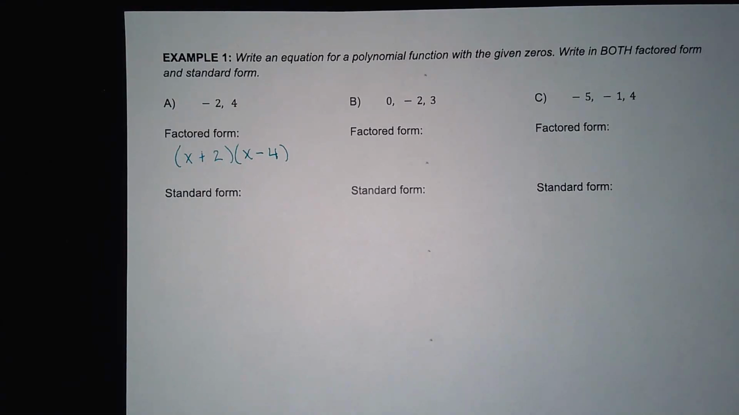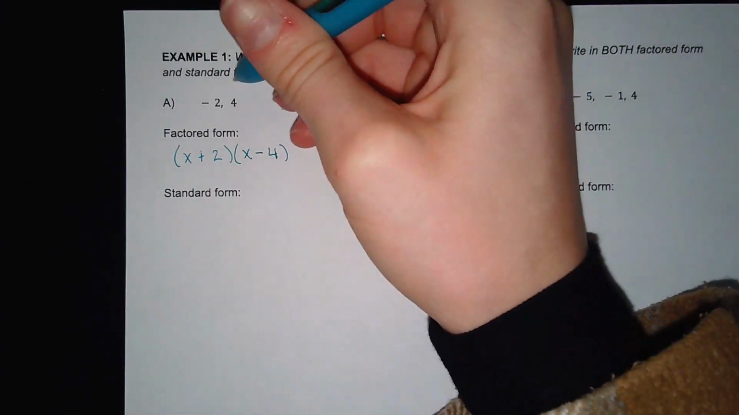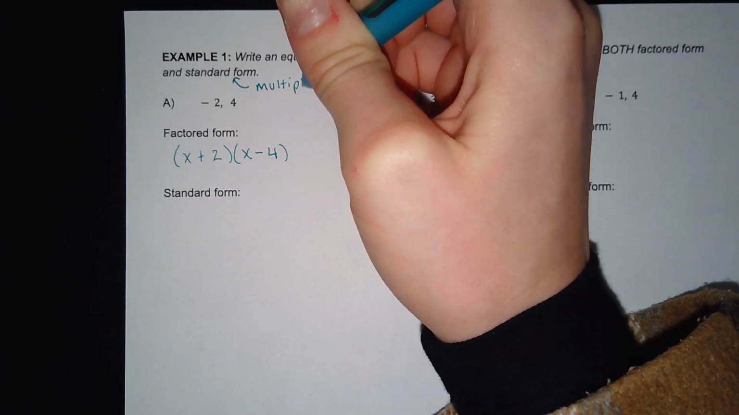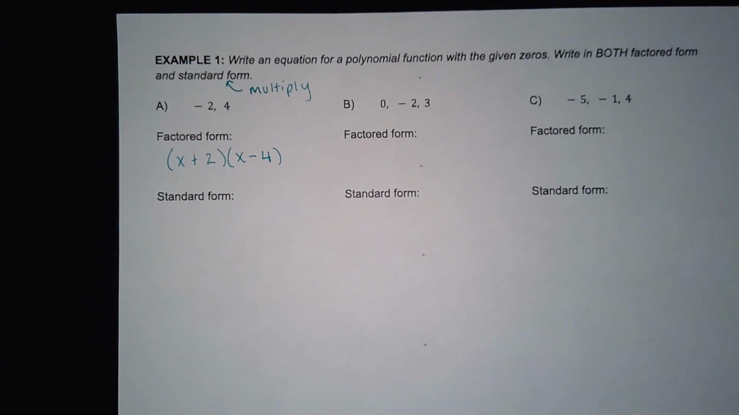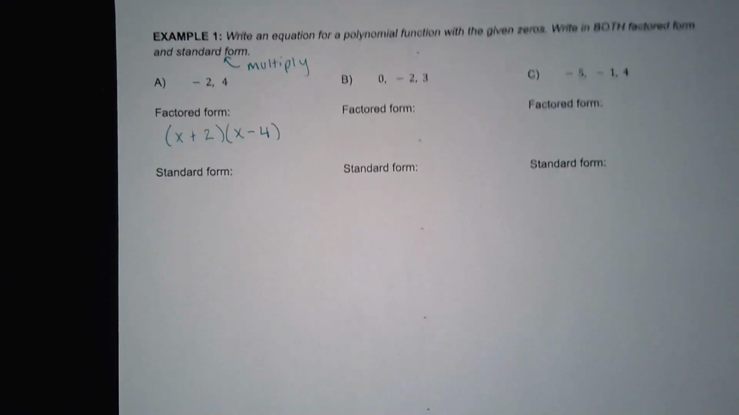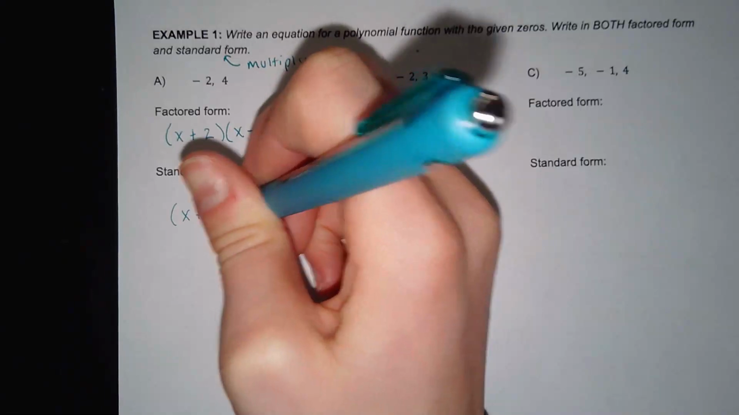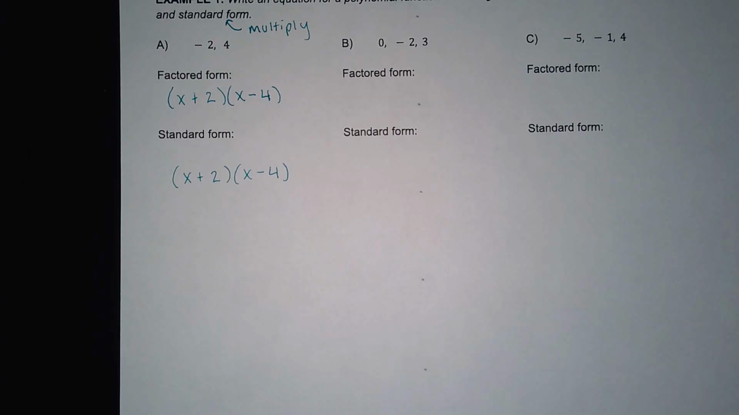Now, to get to standard form, we're actually going to have to multiply these factors. So to get to standard form, we're going to have to multiply, and that's going to be using either distribution or box method. We did learn this earlier in chapter 6 of how to multiply polynomials. It does not matter to me which method you use, whether you use distribution or box method. I'll go ahead and do distribution for this first one.